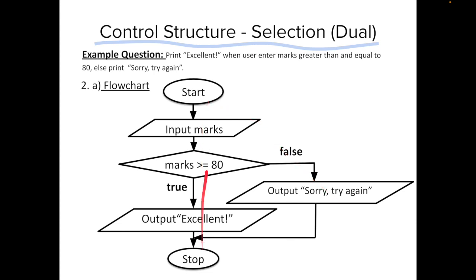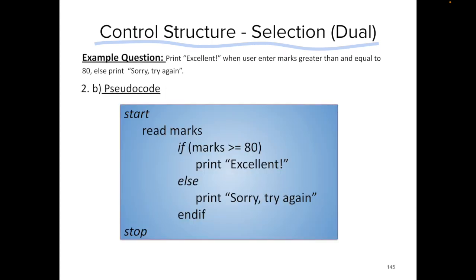Start, stop, input, marks. Condition dia apa? Marks greater than equals to 80. Kita tahu if it's true, we need to output excellent or we need to print message excellent. And then false, we say print message sorry, try again. Guna perkataan output pun boleh, tapi saya prefer you all buat print message bagi clear. Alright. Again, dah dapat flowchart yang kukuh macam ni. It's gonna be very easy to transfer the information masuk ke pseudocode.